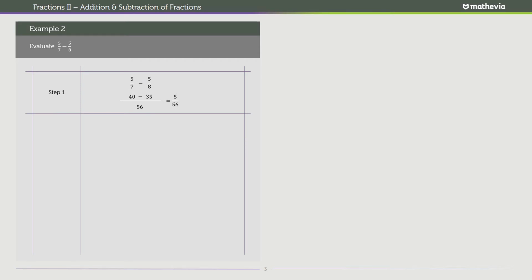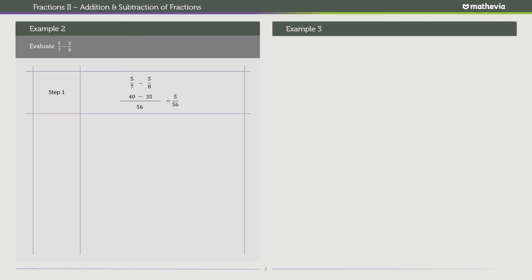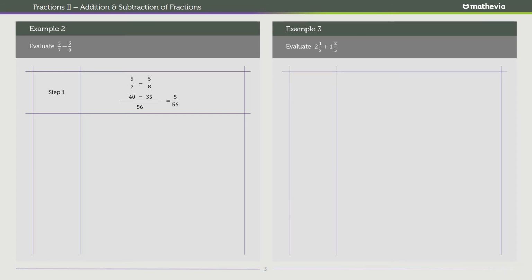Quite simple. Okay, so now example 3. Example 3 says, now interesting, we have a situation where we have mixed numbers. So we have 2 1 over 2 plus 1 2 over 5. What we do is we work the whole numbers first. When you work with mixed numbers you work the whole numbers first. So I say 2 plus 1 and it gives us 3, and then quite simply we just go ahead and work the fractions.